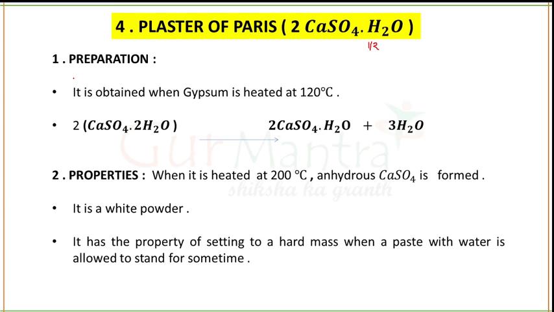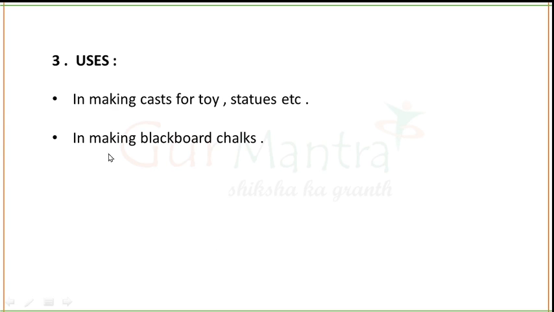Talking about the preparation method of plaster of Paris, it is obtained when gypsum is heated at 120 degrees Celsius. Properties of plaster of Paris are these. It is a white colored powder. It has the property of setting to a hard mass when a paste with water is allowed to stand for some time. Next, the uses of plaster of Paris are in making casts for toys, statues, etc. and in making blackboard chalks.